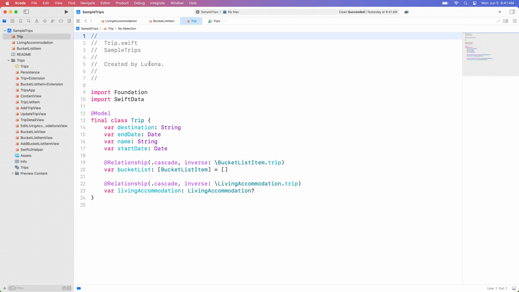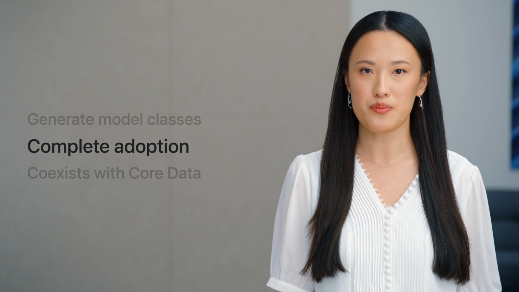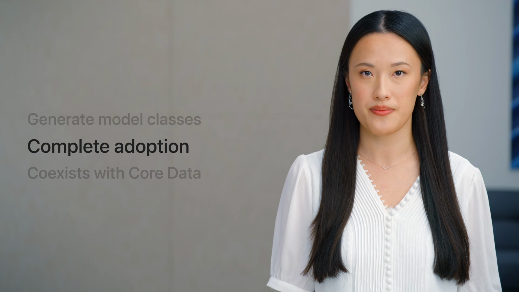Your Swift types should conform to model, and each one captures information for the entity as variables, including its attributes, which for trip is its name, destination, and start and end dates, and its relationships to other entities, living accommodation, and bucket list item. Now let me take you through the complete adoption process for SwiftData.